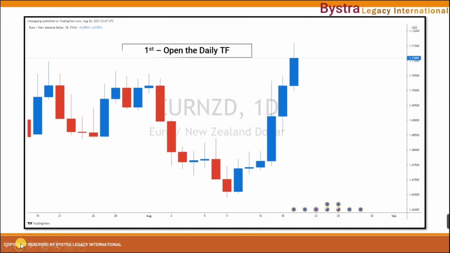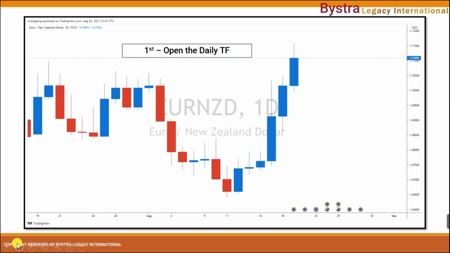Here I have an example on the Euro NZD on the daily time frame. So the first step is always we want to mark the danger zone. So first we go to the monthly, weekly and daily time frame. But in this example, I'm going to show you a breakout on the resistance of the daily time frame, not as per the SOP.